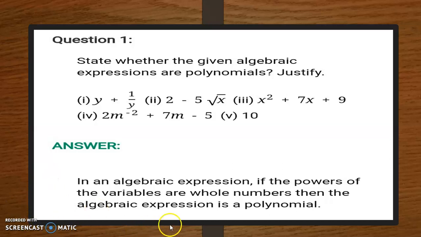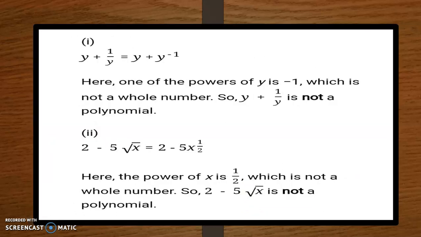In an algebraic expression, if the powers of the variables are whole numbers, then the algebraic expression is a polynomial. It should be a whole number. The powers, that is the index, should not be a negative number, neither should it be a fraction. We'll go question wise. First one, y plus 1 upon y.